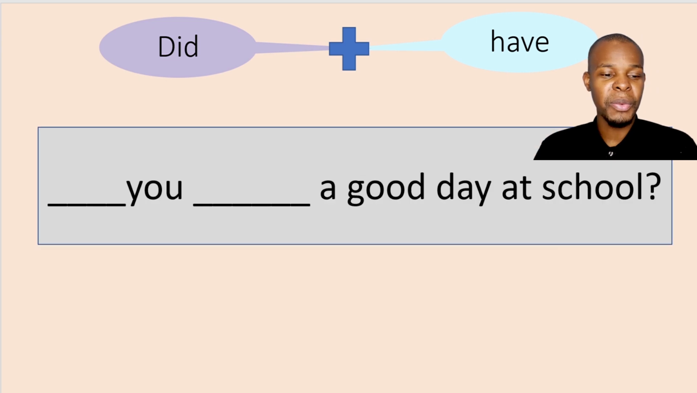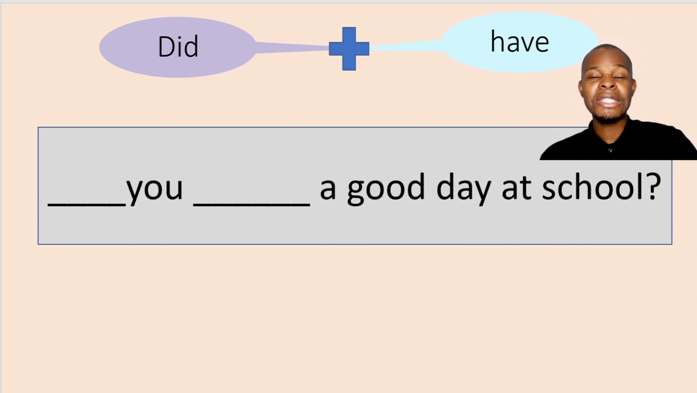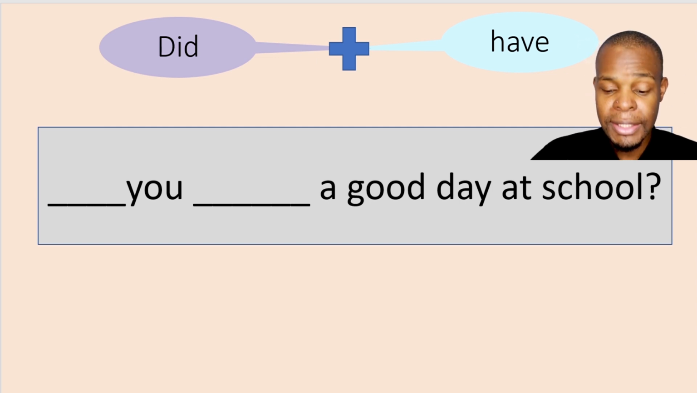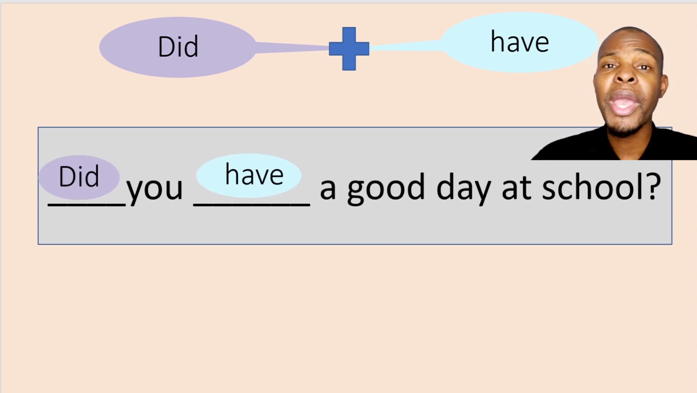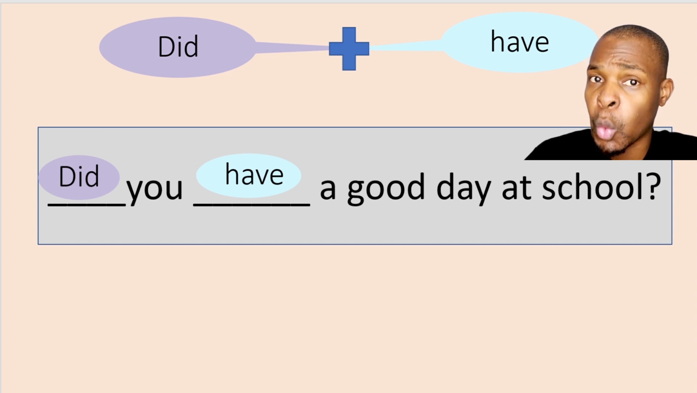For example, we have a good day at school. So this is an example. If we want to put did and have together, we will start with did. Did you have a good day at school?